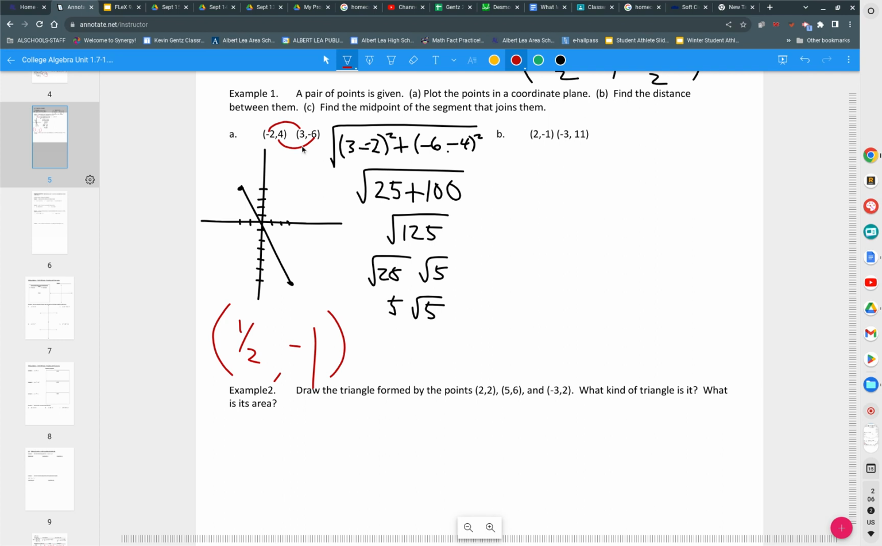Does 1/2, negative 1 look like the approximate midpoint of that segment? It does. So I've used that to verify my midpoint result. I don't want to get that problem wrong on the test. So that's enough to help you get that idea.